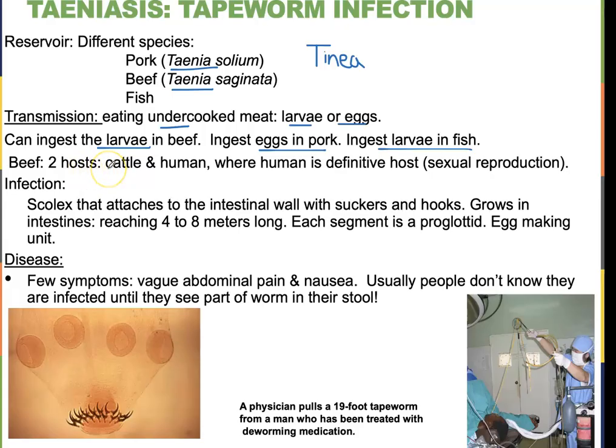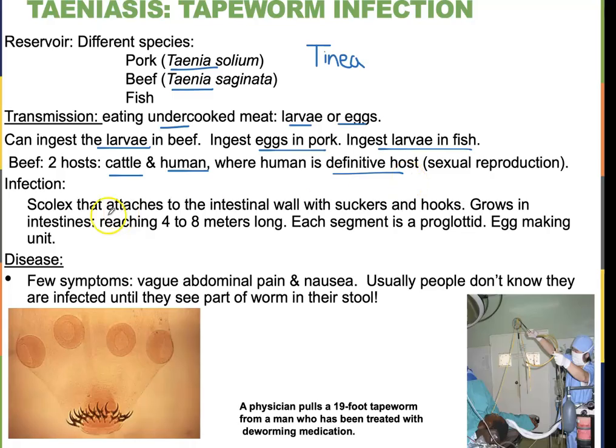So there's two hosts for the beef tapeworm, cattle and humans. Humans are the definitive host. What that means, right? This is a review. That means that sexual reproduction occurs in the definitive host. The intermediate host is a host where you might have reproduction occur, but it's not sexual. It's going to be asexual.